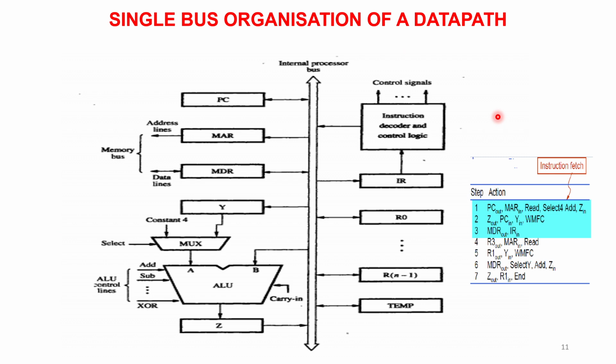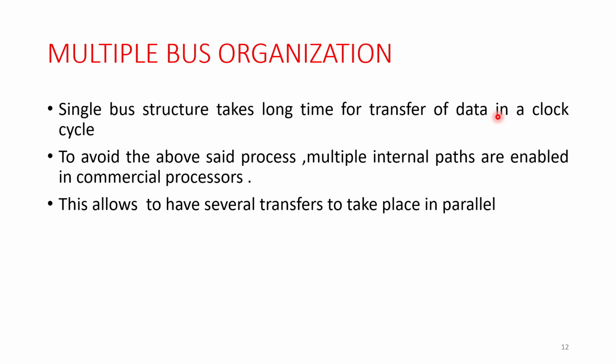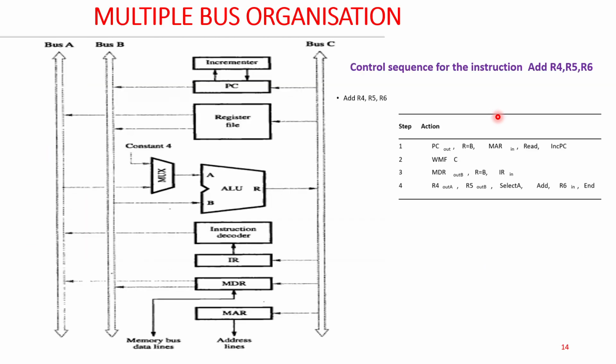This is the single path bus organization, the data bus. We discussed that the drawback is we have a single connection. So instead you can go for multiple buses to avoid this delay.